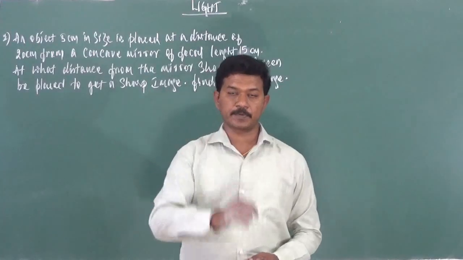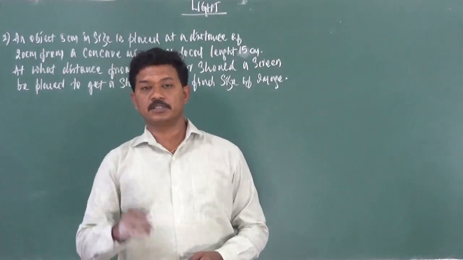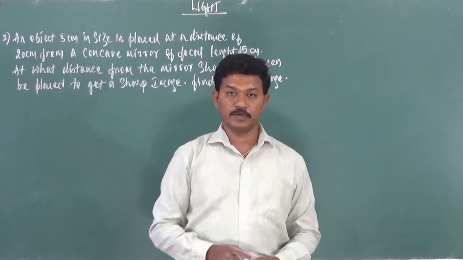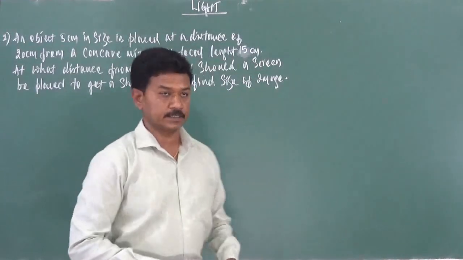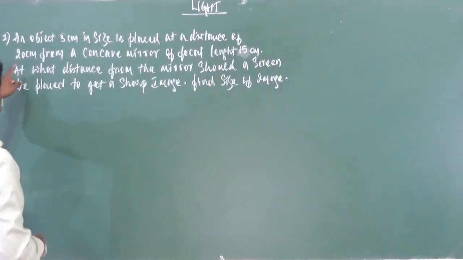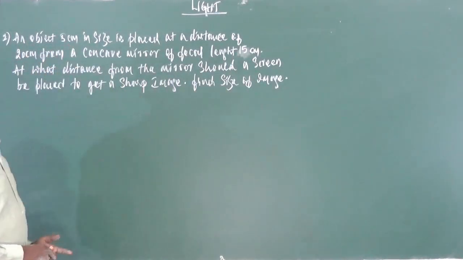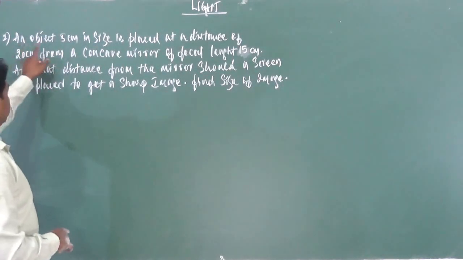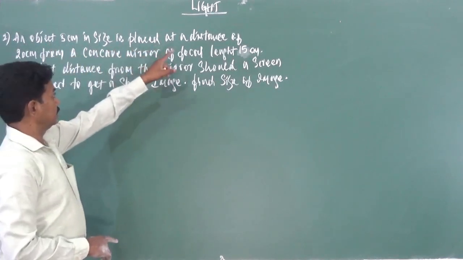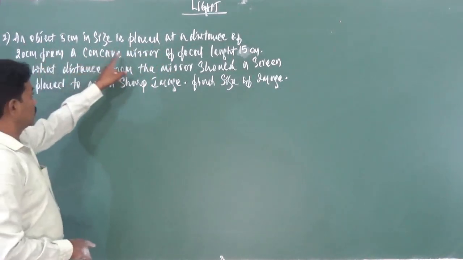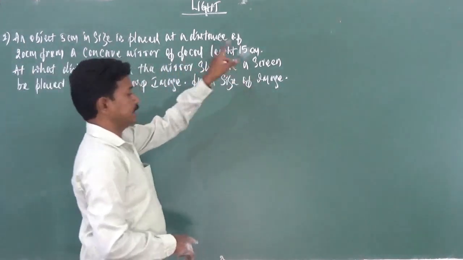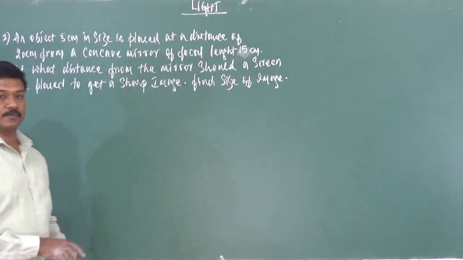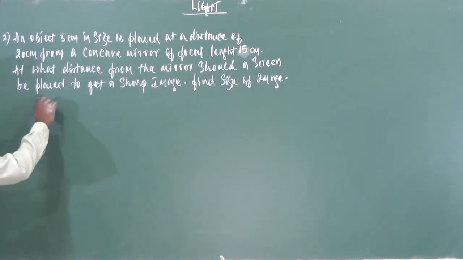Okay, we'll go with the next problem, very important, which was asked in 2006 and 2011 CBSE final examinations, and also this problem is found in the exemplar of physics. Right. So, an object 5 cm in size, height, both are one and the same. An object 5 cm in size is placed at a distance of 20 cm from a concave mirror of focal length 15 cm. So if you cannot visualize, no problem, draw a rough ray diagram so that you can easily analyze.